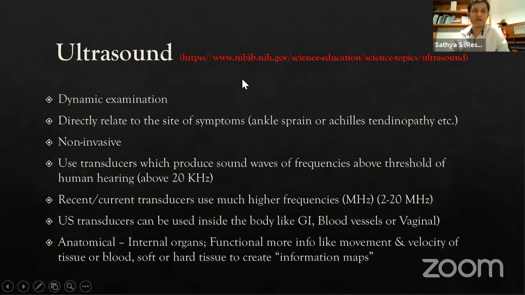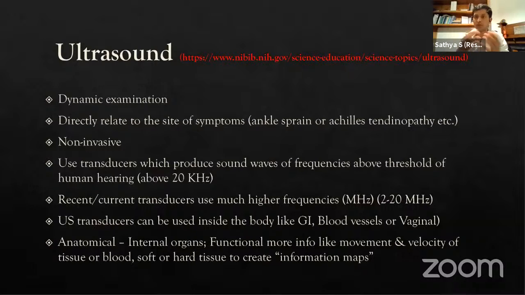So ultrasound, as we all know, is a dynamic examination. It directly relates to the site of symptoms. For example, if there is an ankle sprain or Achilles tendinopathy, you put the probe either horizontally or vertically to figure out what we are dealing with, and you are able to see the projection on a film. That's what lets you see whether the structure is injured or not.